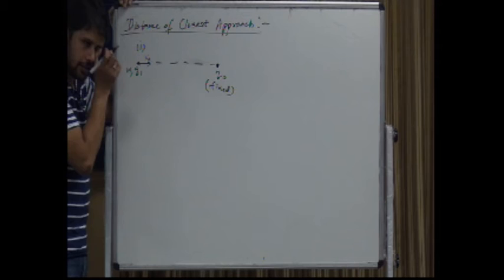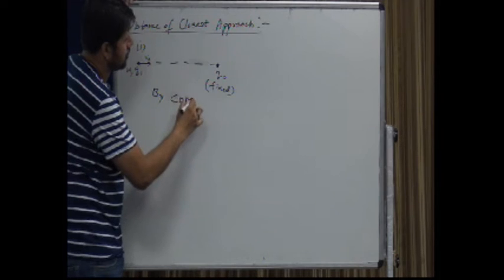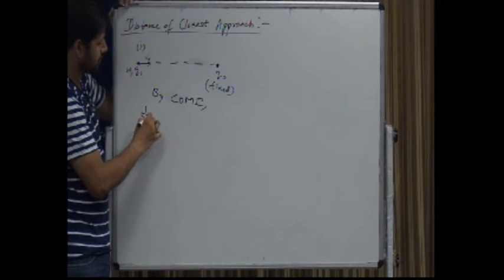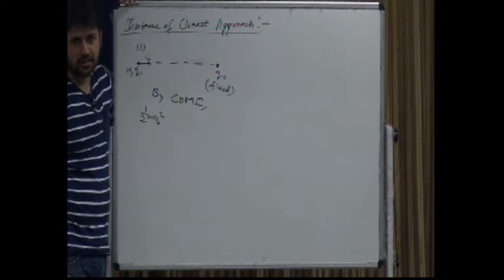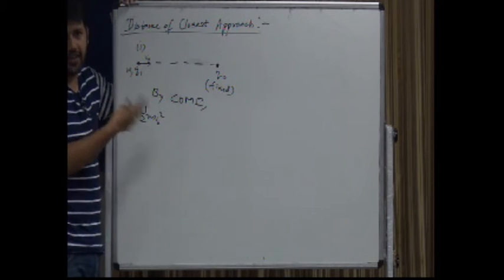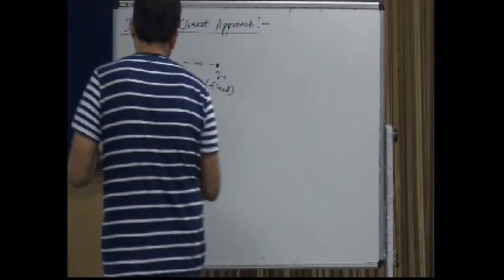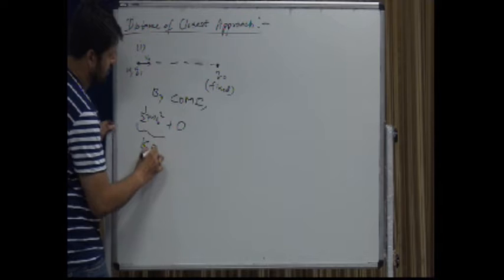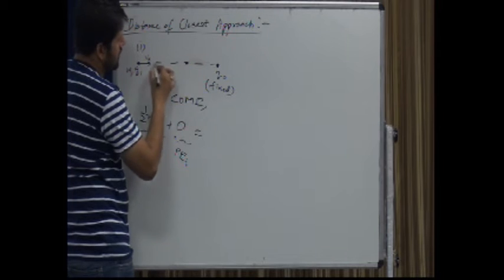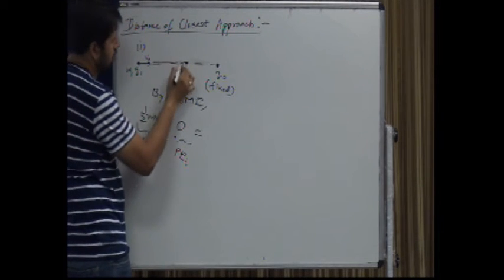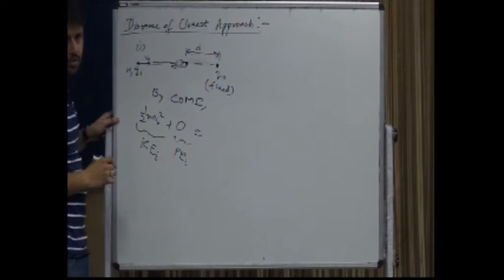So initially, by conservation of mechanical energy, it would have kinetic energy, and since the distance was large, no potential energy would exist. R is infinite, very large, so K Q1 Q2 by R, the potential energy, would be negligible. So initially this is kinetic energy, and this is the initial potential energy, which is 0. Let's say it stops here and gets repelled away. So this is the distance of closest approach.